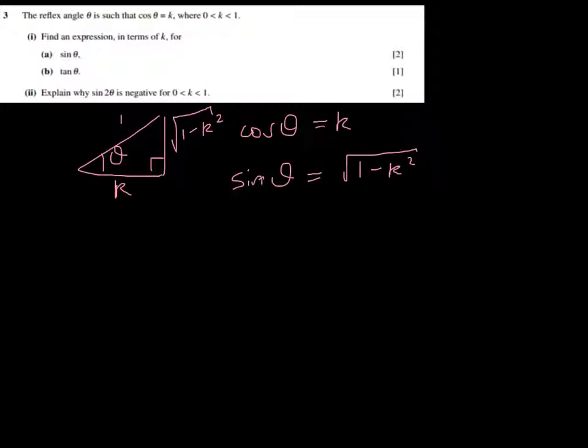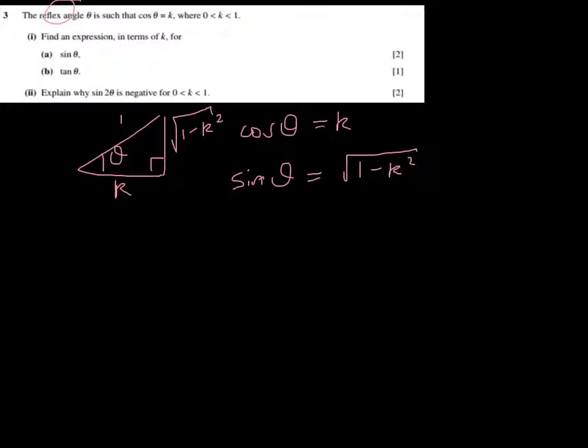Except, of course, you would have looked at the answers and gone, hey, but the answer says negative root of 1 minus k squared, and you would have been confused. And that's because this question asks for the reflex angle. So it's the reflex angle that cosine of theta equals k for. What's really important at this stage to remind you is this relationship between acute and obtuse angles and reflex angles.